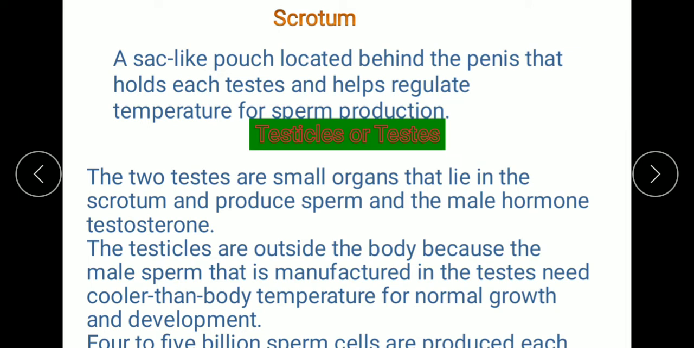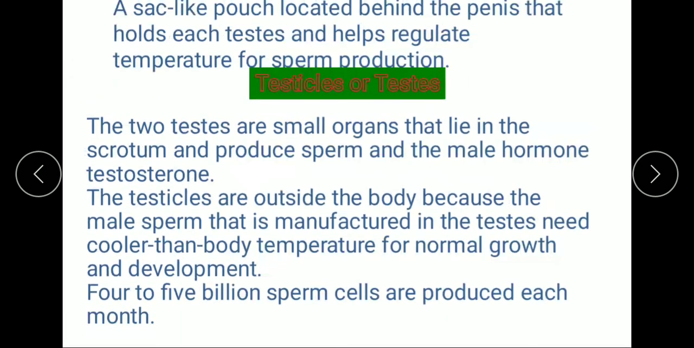2 to 3 degrees Celsius lower than the normal body temperature is the optimum temperature for sperm production. Hence, the scrotum is hanging outside the abdominal cavity. It maintains the temperature. Hence, it is called a thermoregulator, because it regulates the temperature.